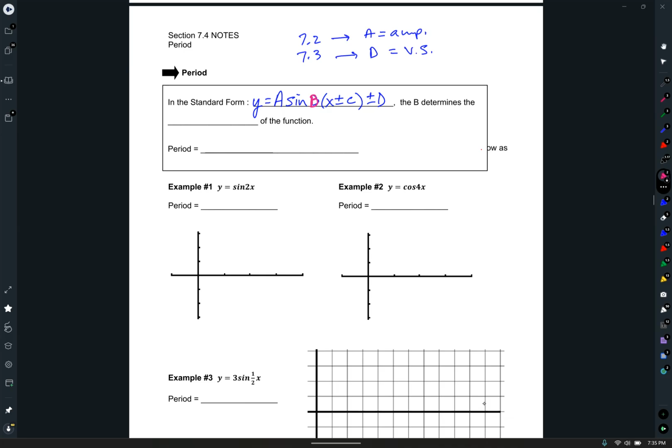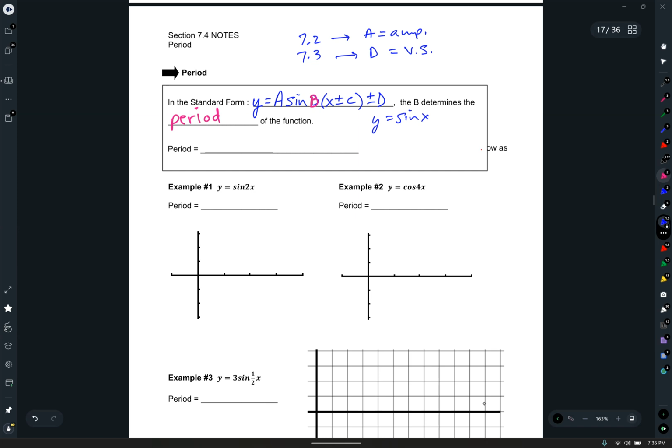Okay, sorry about that. I just had to do it. Okay, so the letter B is going to determine the period. And hopefully you're thinking to yourself, well, I thought we already knew that the period of both sine and cosine is 2 pi. Well, remember, if you're looking at the basic sine function, like say y equals sine of x, or the basic cosine function, yeah, the period is 2 pi.